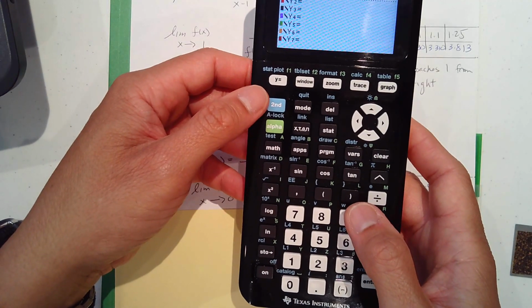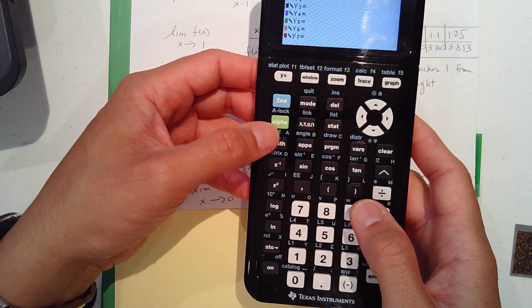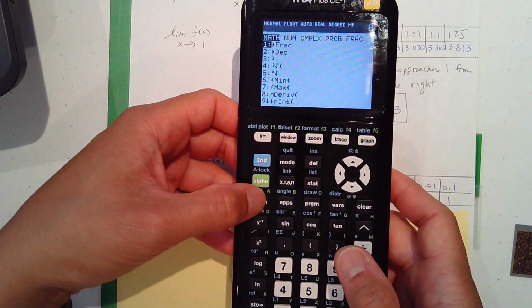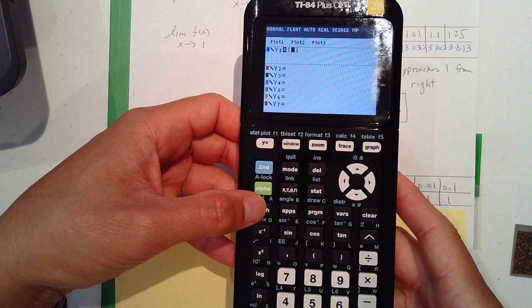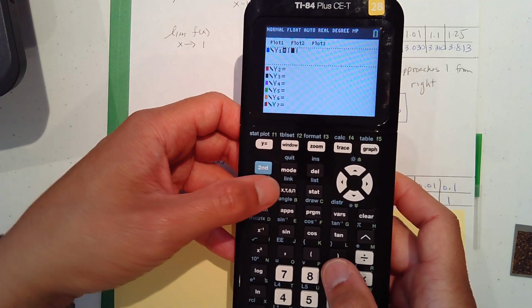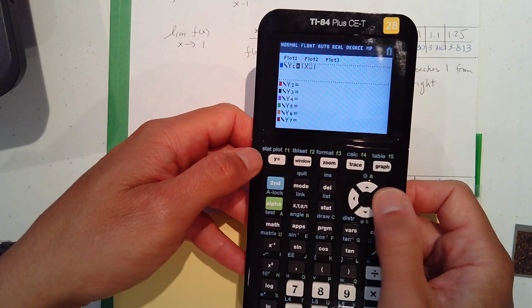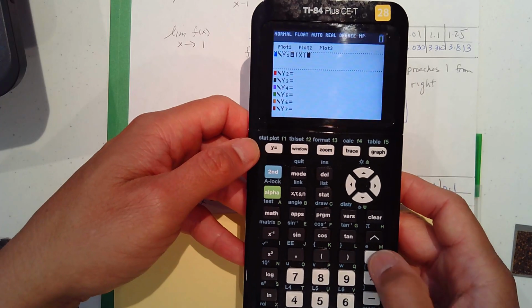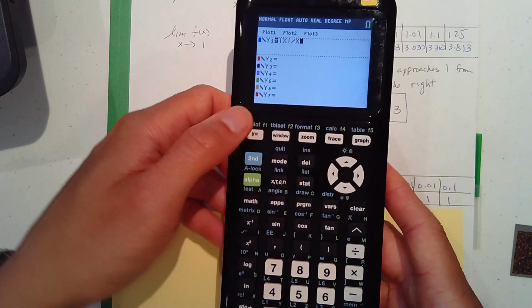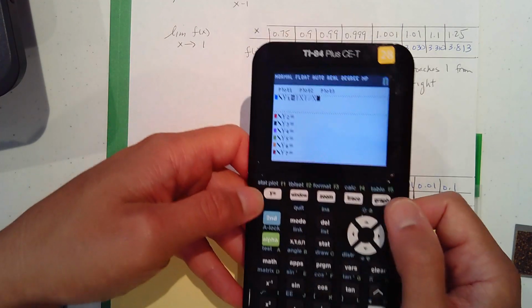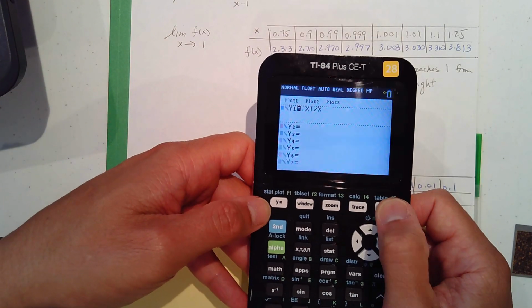So let's just enter this in our calculator. Go to math, and then you want number, you want ABS as absolute value. So there we put in x. Hit arrow to be out of the absolute value, divide by x. So let's graph this. Let's verify our graph.